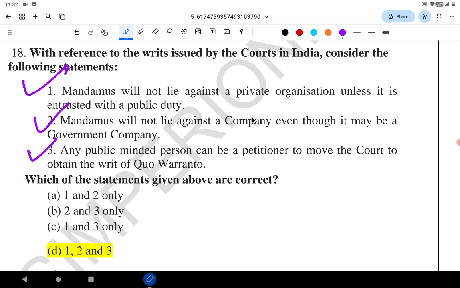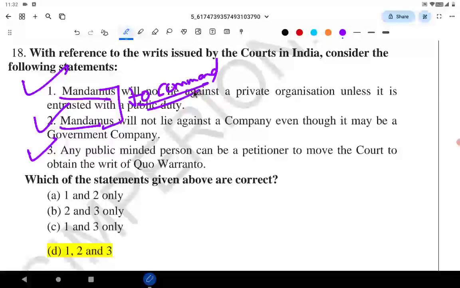So what is mandamus? Mandamus is to command. It is issued by the court for the public office to do a duty. What is the meaning of the word mandamus? Mandamus means to command. The court commands the government authority or even the lower court to do its duty.